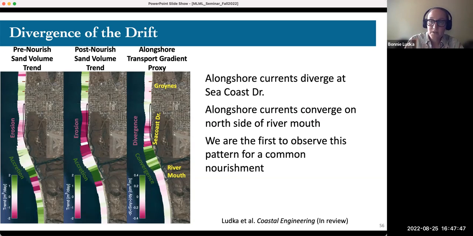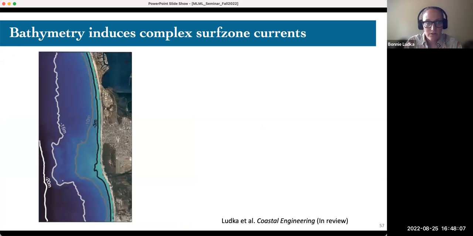Also, this nourishment tended to stay on the beach for quite a while. It had that subaerial persistence so that we could track it. And also there are some fairly strong gradients in the alongshore wave patterns here. So what causes that alongshore variation in waves?